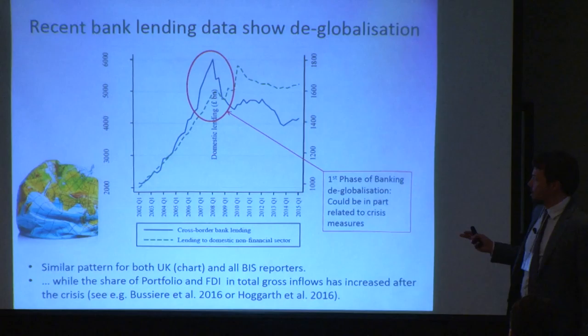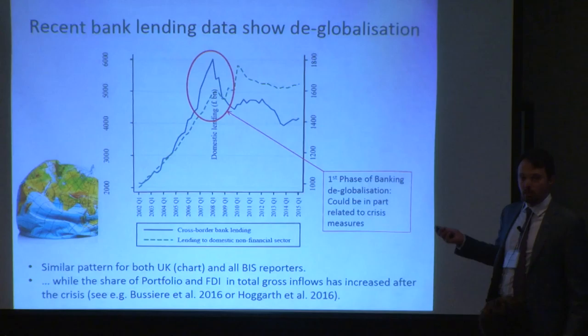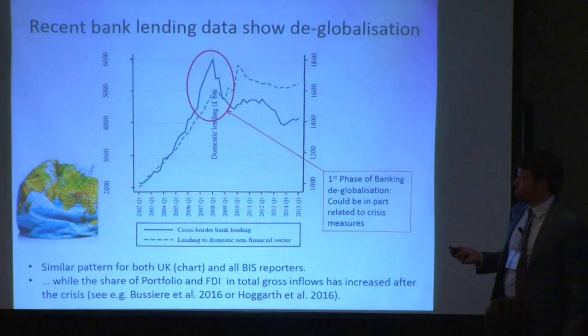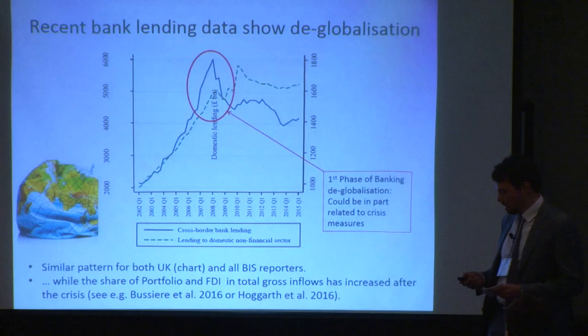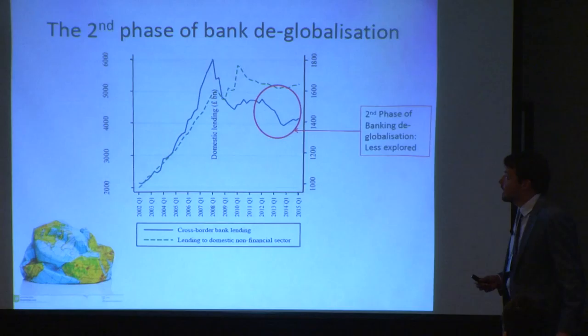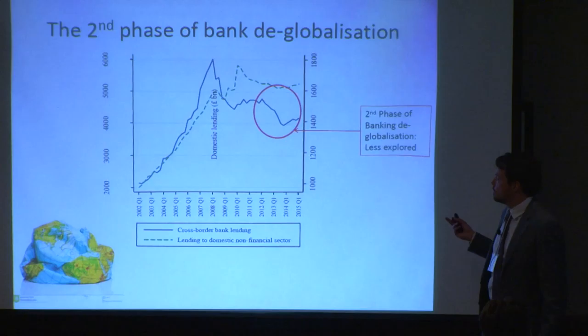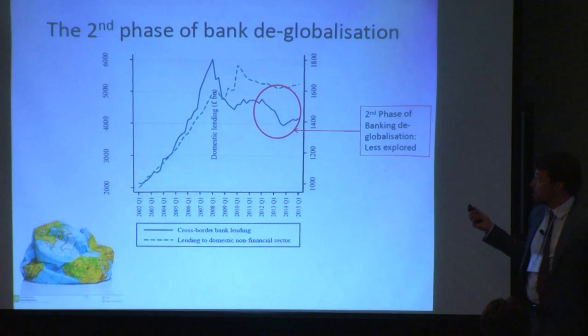And a number of different explanations have been raised in the literature to explain what we call here the first phase of banking deglobalization, which is highlighted in red here. Like market forces, of course, or crisis-related measures, and I will get into those explanations. But what is less well known is that even more recent data shows a second phase of banking deglobalization that started at roughly July 2012. And this has, to our knowledge, been less explored in the literature.